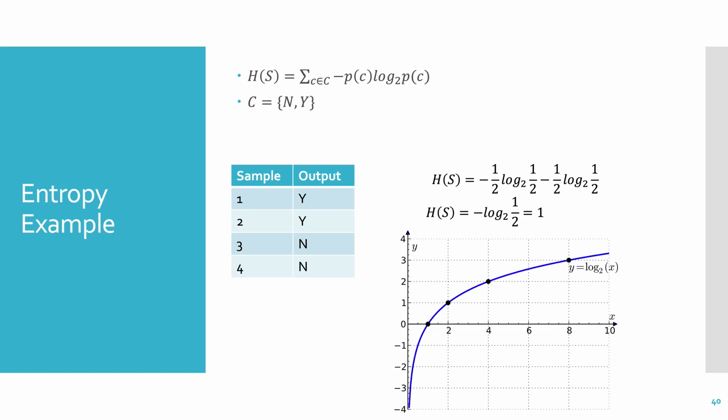Let's look at one final example. If we have 3 yes labels and 1 no label, then our probability of no is 1/4 and our probability of yes is 3/4. These probabilities make our entropy 0.811. So it's less surprising than the last example, but much more surprising than if all the labels were the same.